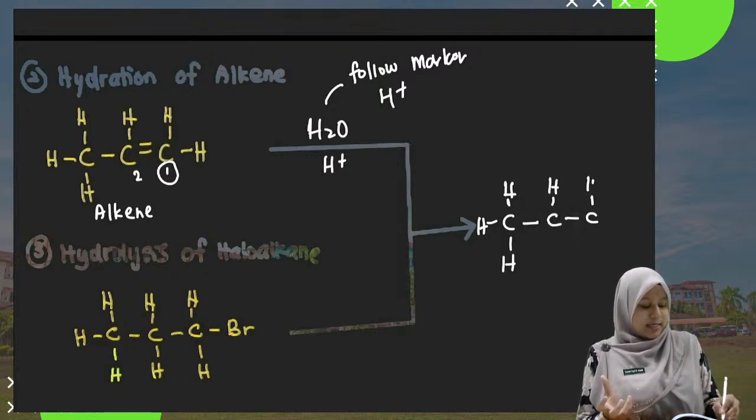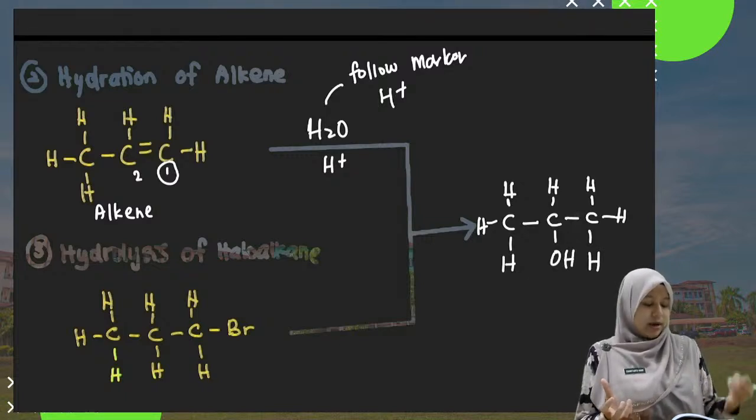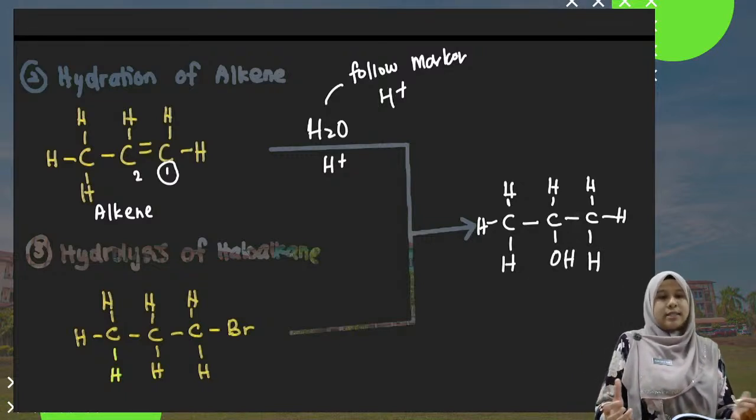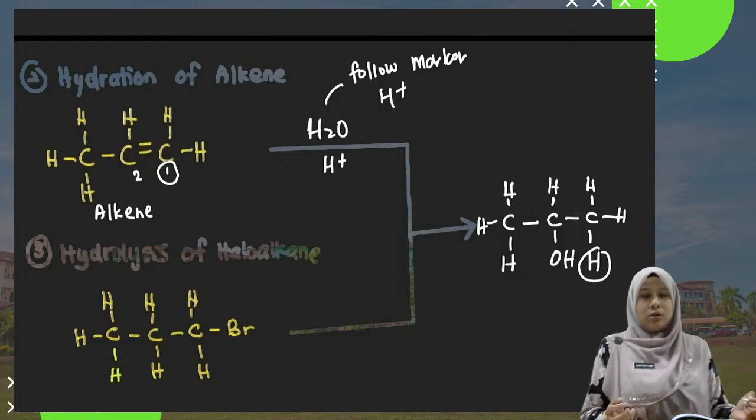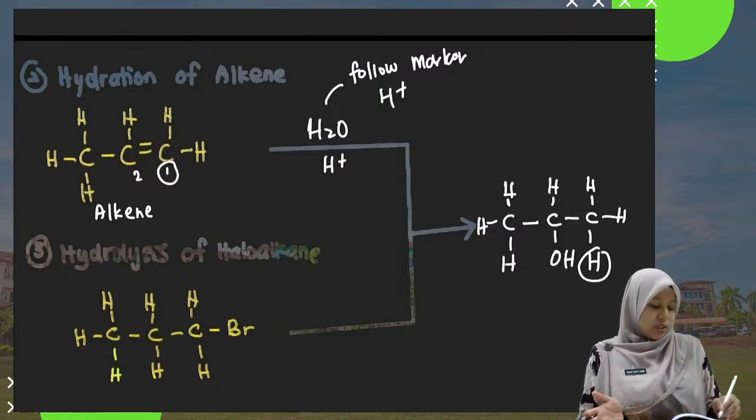So asal dia kamu ada macam ni double. Okay, asal dia double, so dia akan jadi single bond. Okay, so H akan masuk at carbon number 1, OH will attach at carbon number 2 because H follow Markovnikov rule. Okay, so kita dapat formation of alcohol. So this is secondary alcohol. Nama dia adalah 2-propanol.